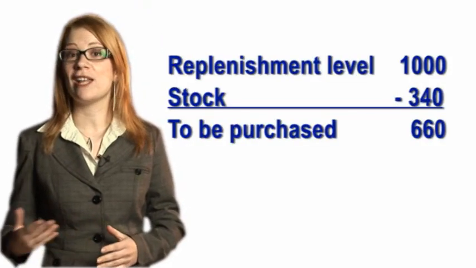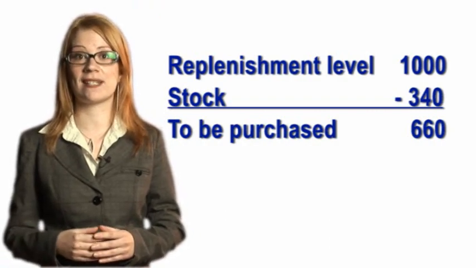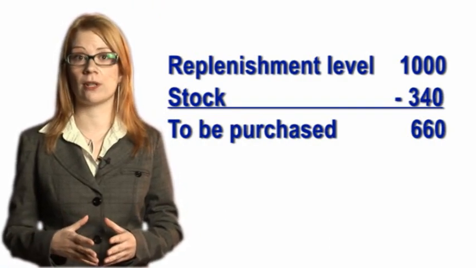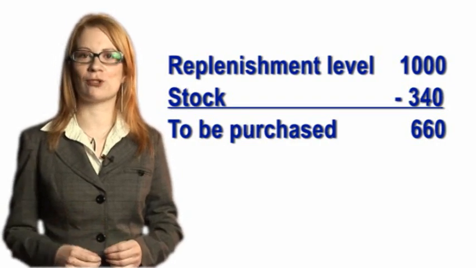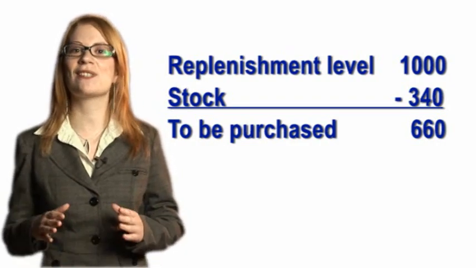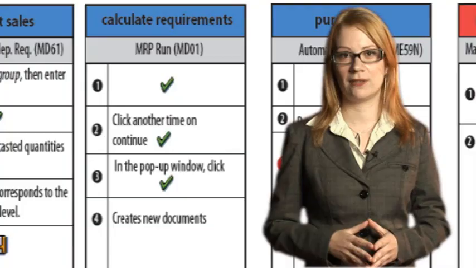The MRP calculation process uses the independent requirements, or replenishment level, and the current stock levels to calculate how much of each product needs to be ordered from your supplier. If, for example, your replenishment level is set at 1,000 boxes of 1 liter ClearPure, and there are 340 boxes in stock, the MRP will generate a requisition to purchase 660 boxes of 1 liter ClearPure.